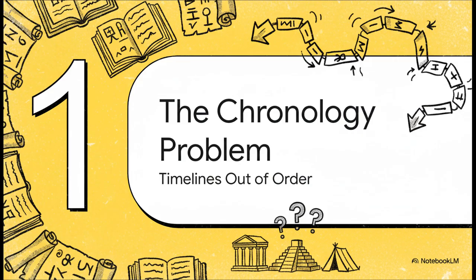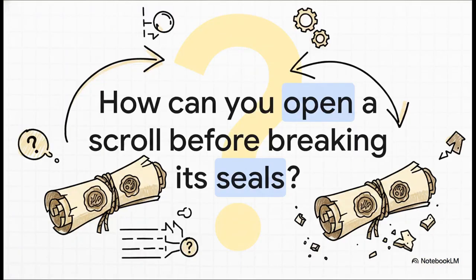Section 1. The chronology problem. So let's dive into this. The core problem really pops up when translators hit ancient passages that blatantly ignore chronological order. I mean, what do you do when a sacred text simply doesn't flow from A to B to C?